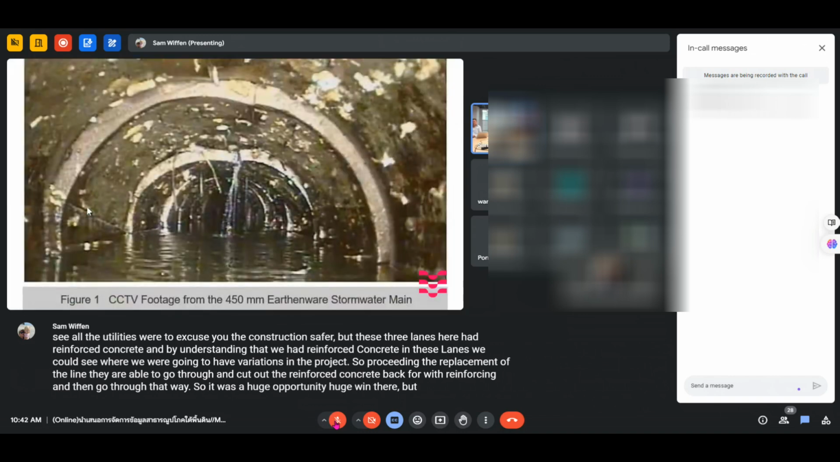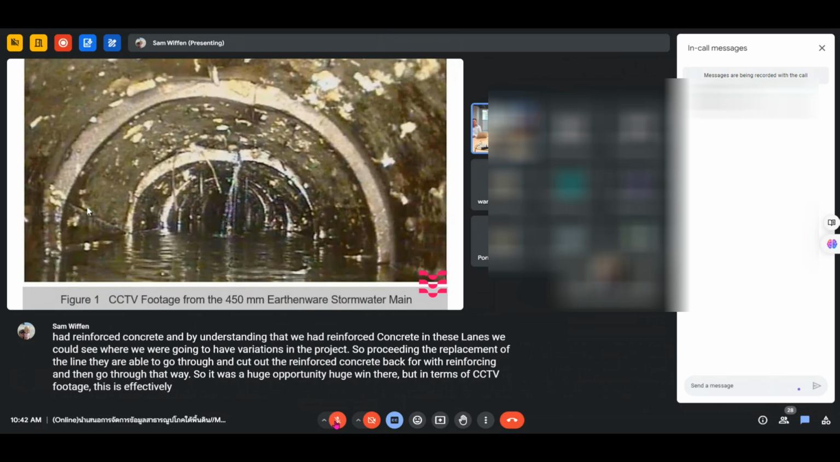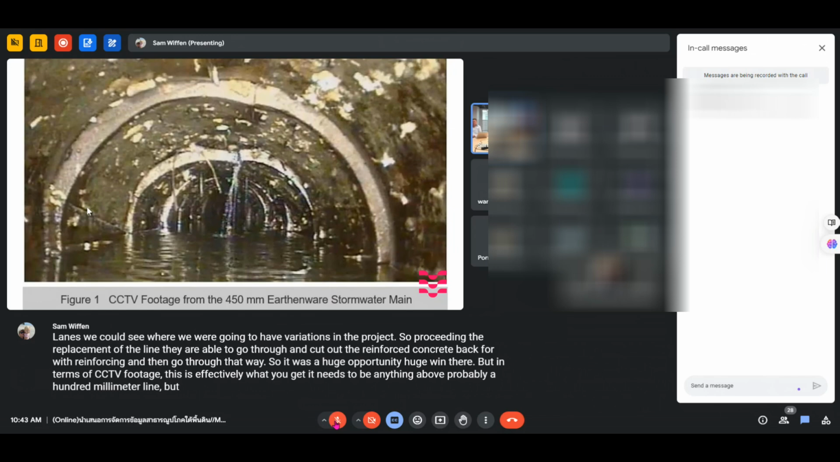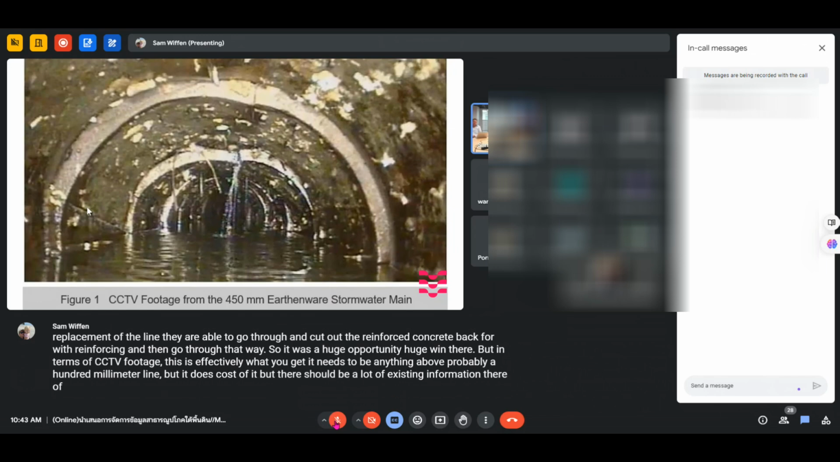But in terms of CCTV footage, this is effectively what you get. It needs to be anything above probably a 100mm line, but it does cost a bit. But there should be a lot of existing information there if people are working through normal asset management and repair programs. Does that help?